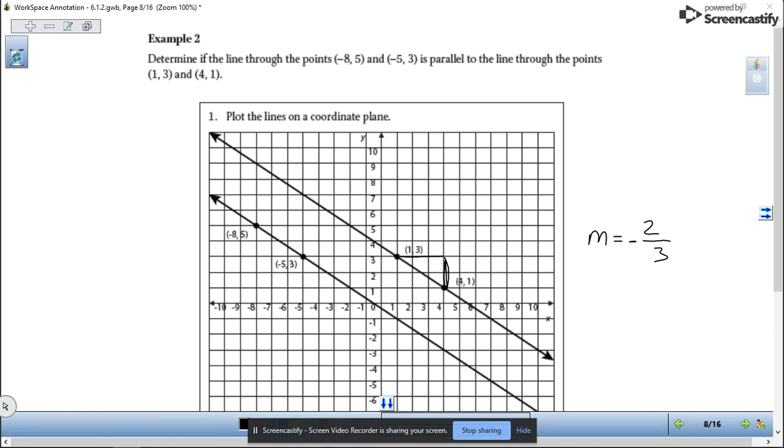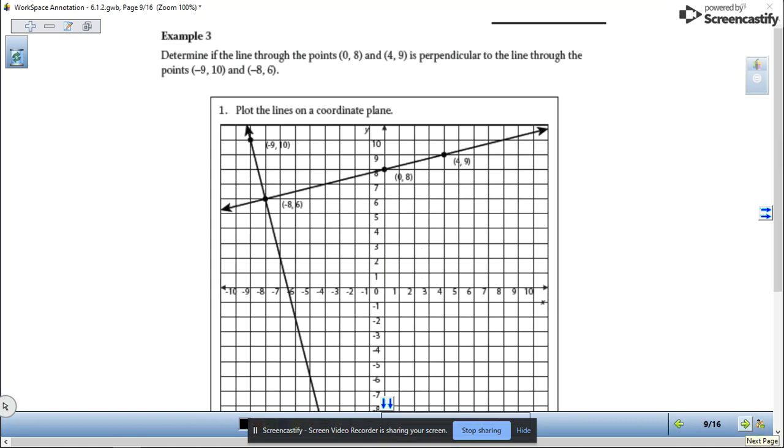Okay? Now look at the other one. I go right 3, down 2. So it's the same movement. So the second one has a slope of negative 2/3. Okay? So yes, they are parallel.